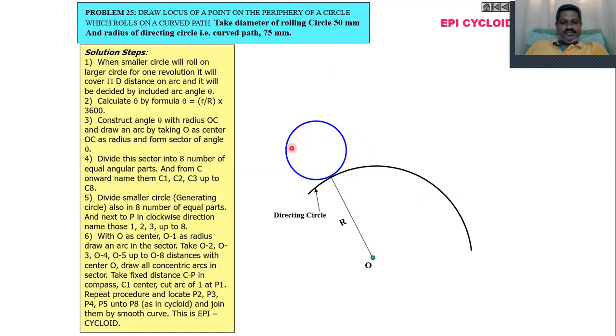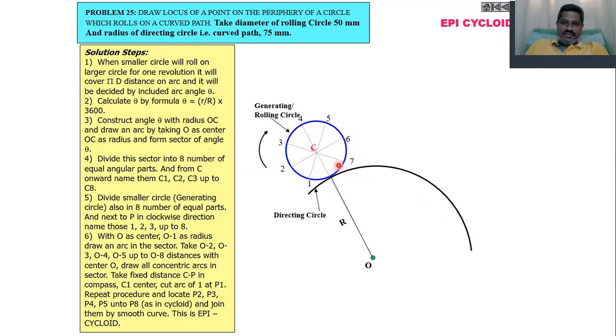Then after drawing the generating circle and directing circle, divide the generating circle into a convenient equal number of divisions. In this case, I am dividing the circle into 8 equal divisions. Name all those points from 1 to 8 in the clockwise direction like this. The numbering should start from left to right, that means in the clockwise direction.